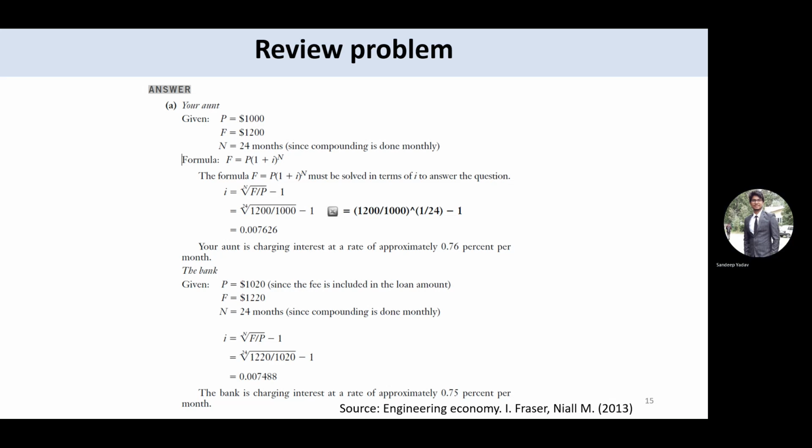So now let's calculate for the bank. This is for your aunt, and this is for the bank. Now the principal is 1,020, the final amount will be 1,220, and the interest period is the same. Now we can calculate the interest rate. The interest rate the bank is charging is 0.75%. So now you have calculated that your aunt is charging more interest than the bank.